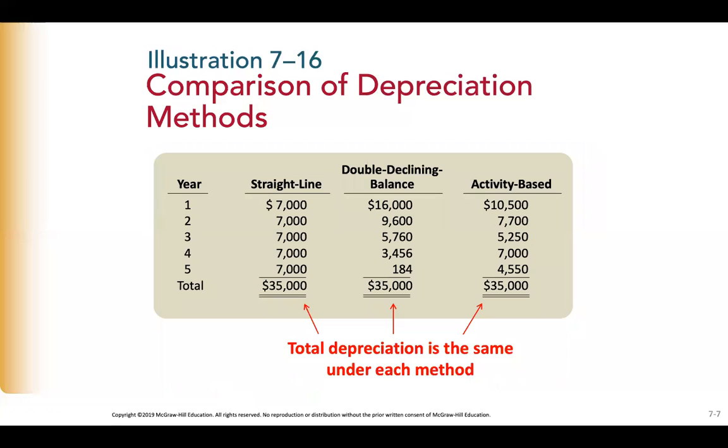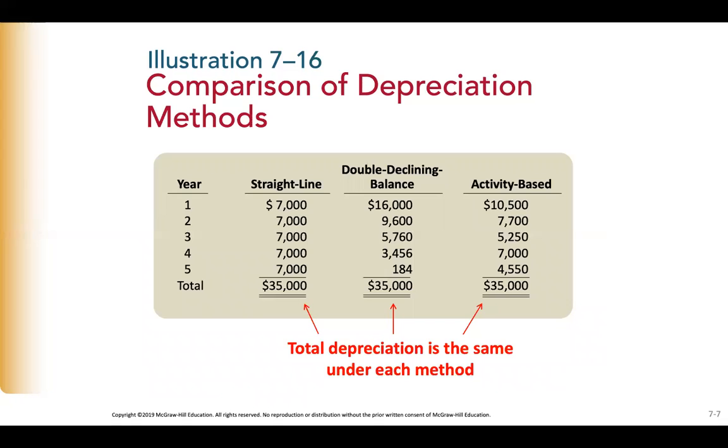So here's a comparison of the 3 depreciation methods that we talked about. Remember, in straight line depreciation, we took $7,000 per year for 5 years for a total of $35,000 worth of depreciation. In double declining balance, we started out with a higher depreciation of $16,000 in year 1, and by year 5, we only took $184. When we add all those up, we still took $35,000 worth of depreciation.